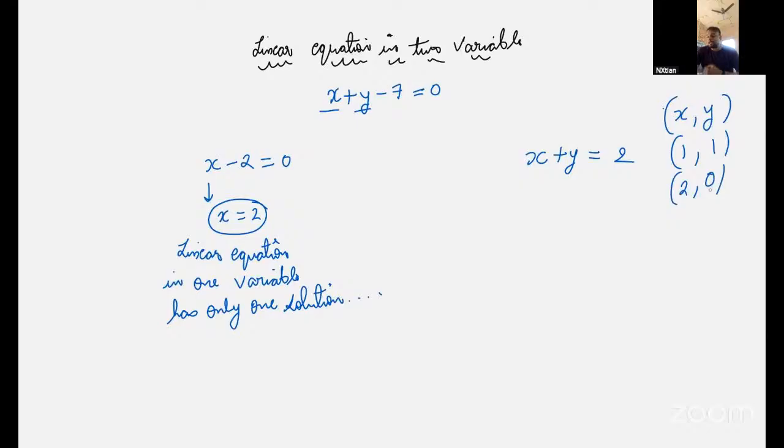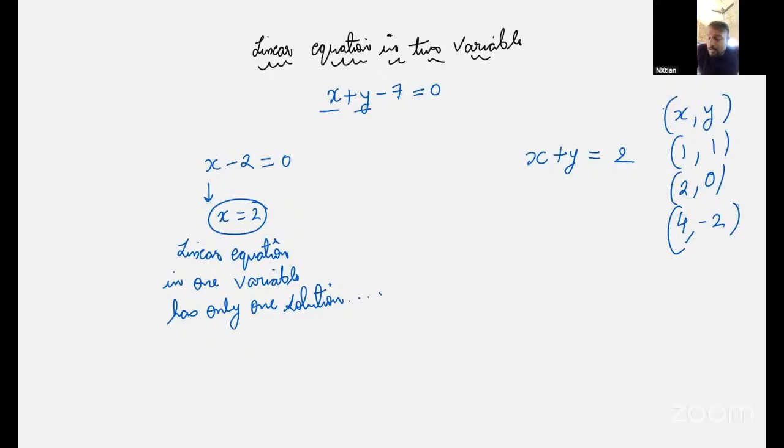Any other value, Agatha? Can I answer? Yeah. 4, and minus 2. Like x is equal to 4 and y is equal to minus 2. Yes, it's x plus y, that's right.